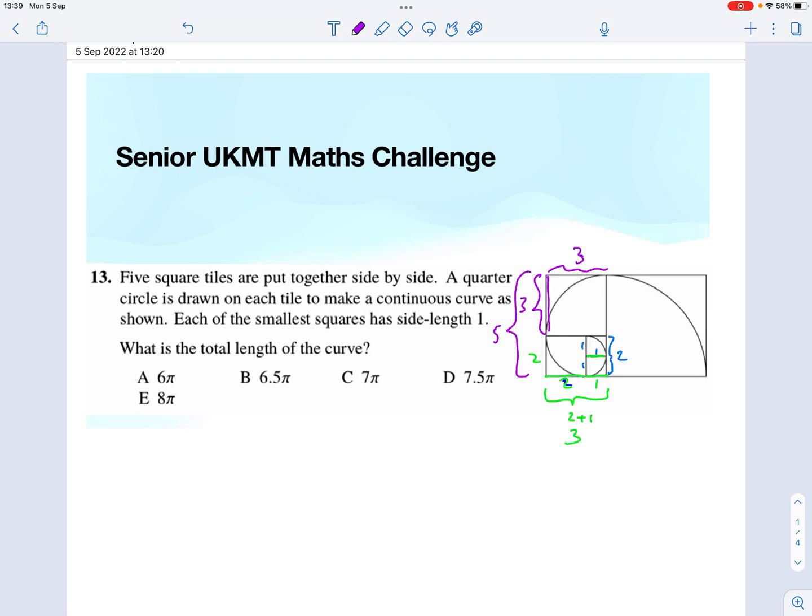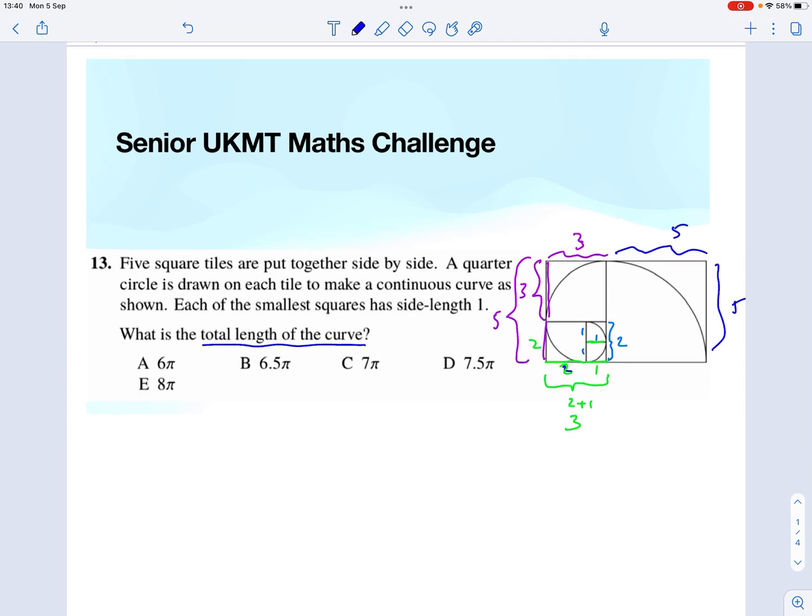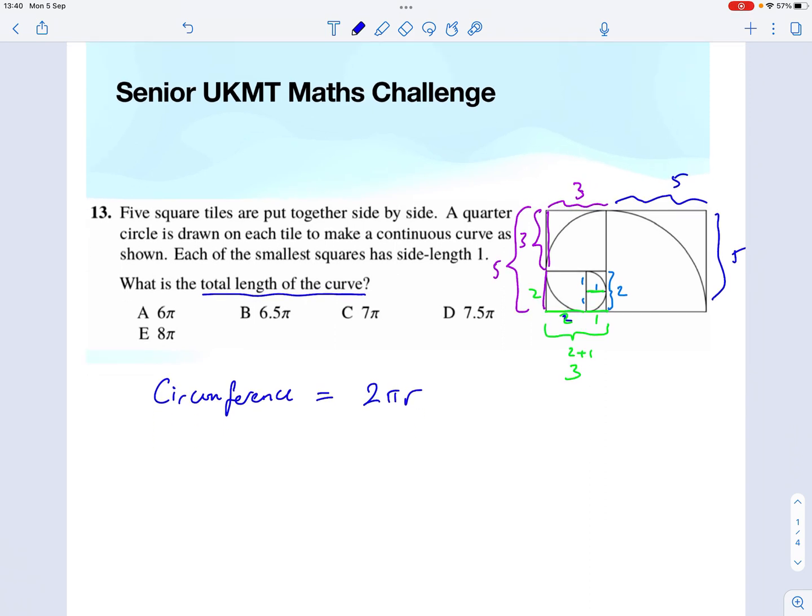And then you can see that side is going to be 5. Here is 3, here is 2, so it's 5. And that means the biggest square is going to be a 5 by 5. Okay. We want to work out the total length of the curve. So the curve forms semicircles in each square. That means it's the outer part, which is the circumference. And this is equal to 2 times pi times radius.